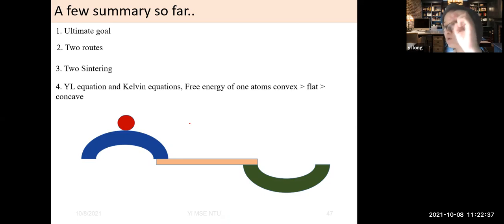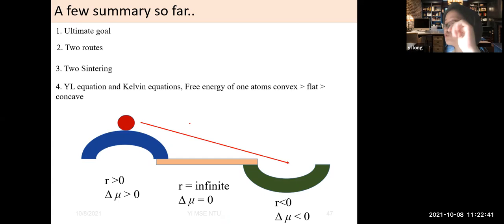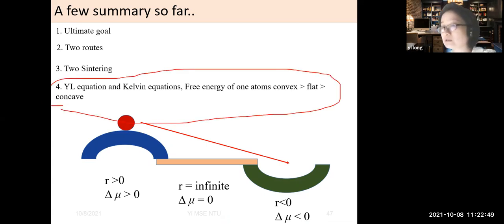So why this is important is because the atom is going to move from the convex, then to the flat, to the concave. We will spend a lot more time to expand this next week. But at this moment, just use yourself as an analogy to remember this. As a human being, you prefer to go from mountain to the land and to the valley.